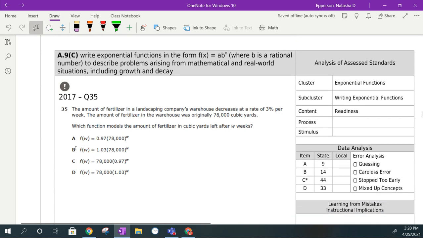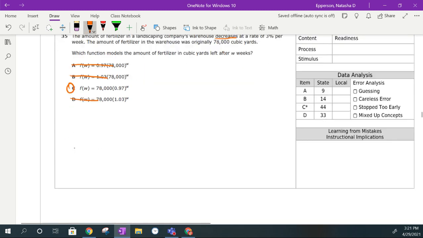All right, same technique. We're going to handle it the same way that we did the other ones. Fertilizer and landscaping company decreases. So I'm going to eliminate all the ones that have a B value greater than 1. That's A. That's B. Oh, look, that's D. We don't have to go any further. Our answer is C, because this is decreasing. A and B have a B value greater than 1, so they're out, and so does D.